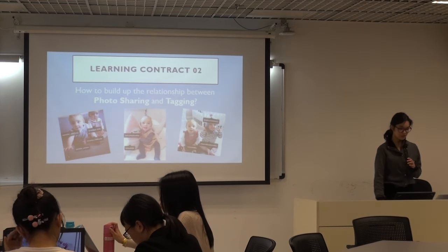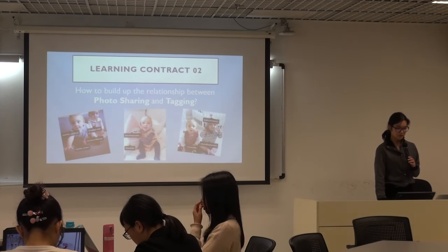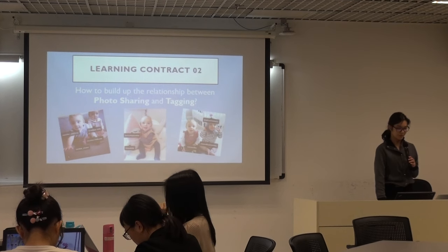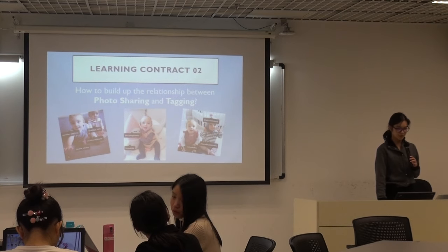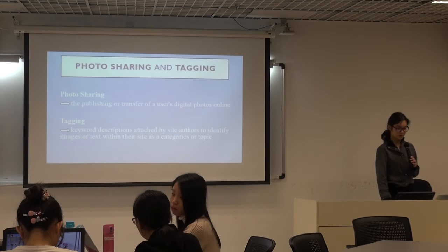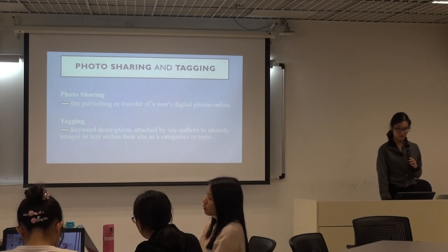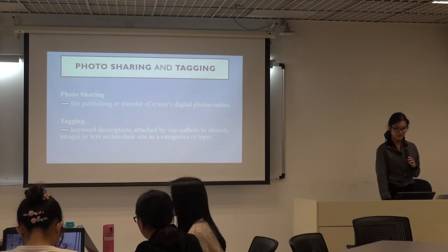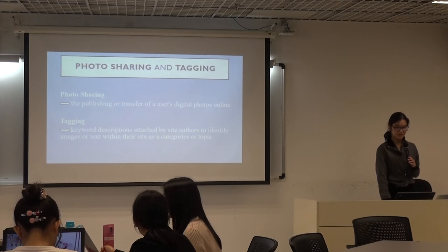And in learning content two, I have combined my individual topic, what is tagging, with my peer's topic, what is photo sharing, to form the pair topic: how to build up the relationship between photo sharing and tagging. Before discussing their relationship, I will briefly explain what they are. Photo sharing is the publishing or transfer of a user's digital photos online, and tagging is the keyword description attached by site authors to identify images or text within their site as categories or topics.